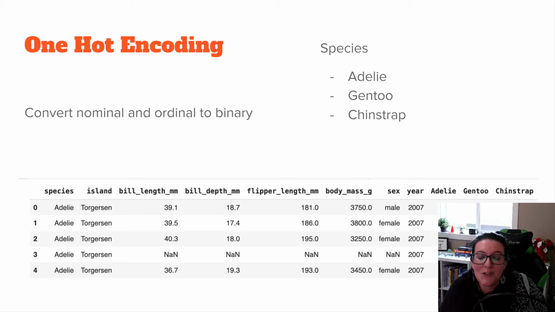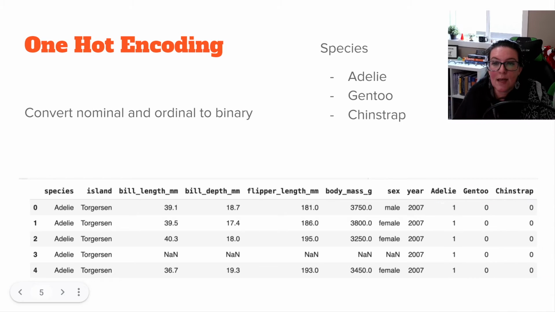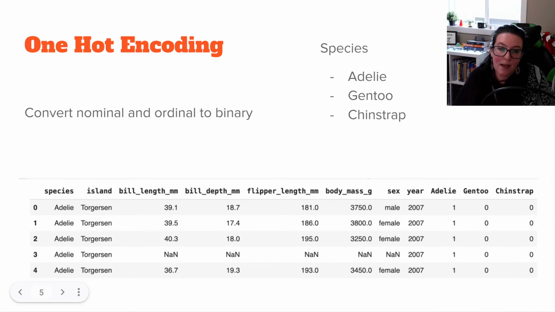The next is that you need to do one hot encoding. One hot encoding is where you take nominal and ordinal data and you turn it into binary. So for example, when it comes to this penguin data set, we can't have 3 different species in one variable. We have to hot encode it, which means one variable called Adelie, one variable called Gentoo, one variable called Chinstrap. So one hot encoding is where everything is turned into binary if it is not interval ratio.